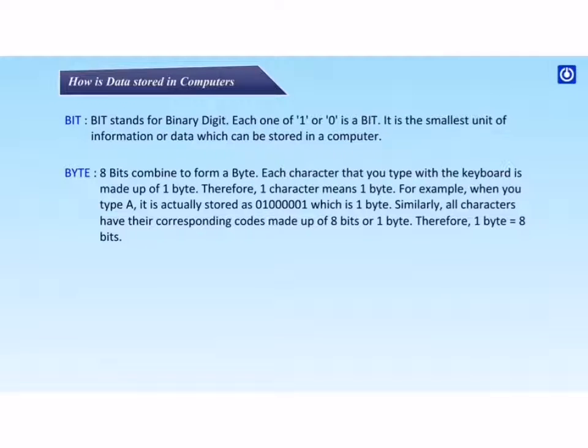For example, when you type A, it is actually stored as 0, 1, 0, 0, 0, 0, 0, 1, which is 1 byte. Similarly, all characters have their corresponding codes made up of 8 bits or 1 byte. Therefore, 1 byte is equal to 8 bits.